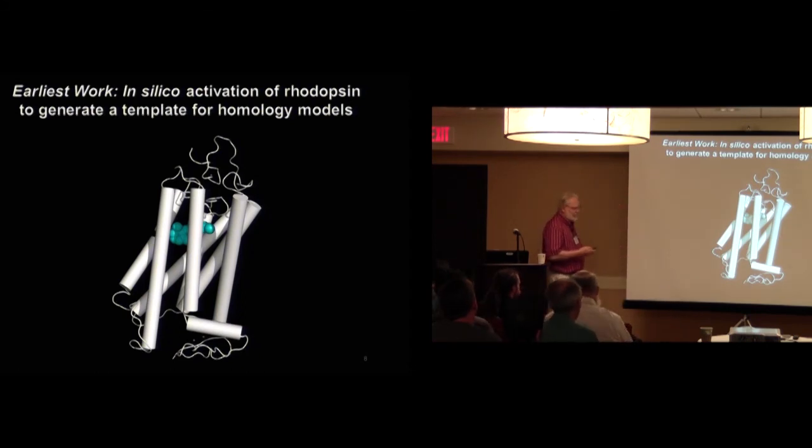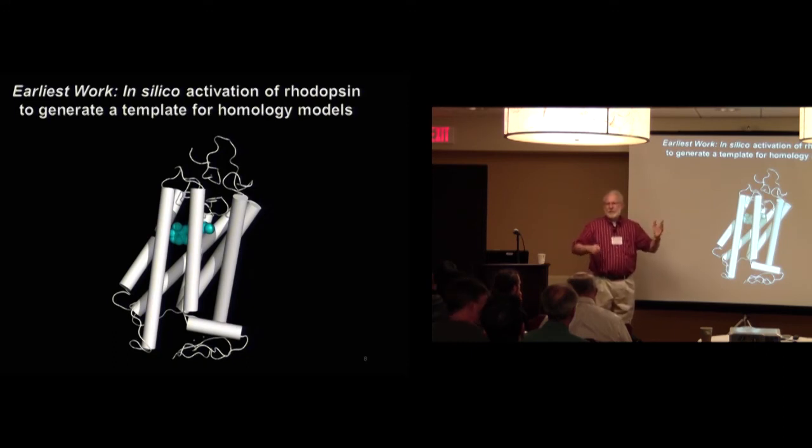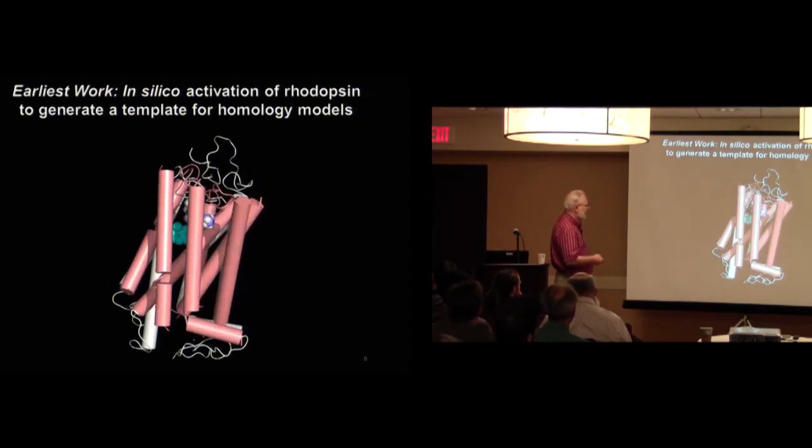So what he did was some computer molecular dynamics, rigid body dynamics. I summarized the cis. So the cis retinal has a double bond. It's like this. And when a photon hits it, it isomerizes and flips to trans. So we did that in the computer. We flipped it to trans, and then we minimized this to get an active structure. And so we used that activated structure to do our early homology models.